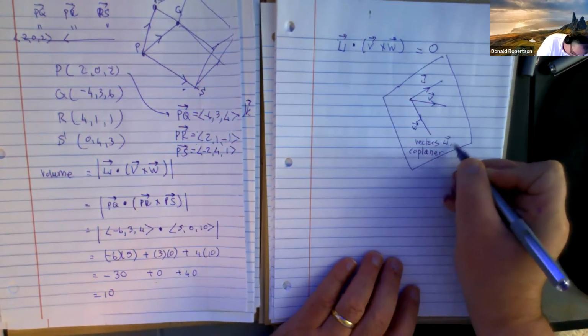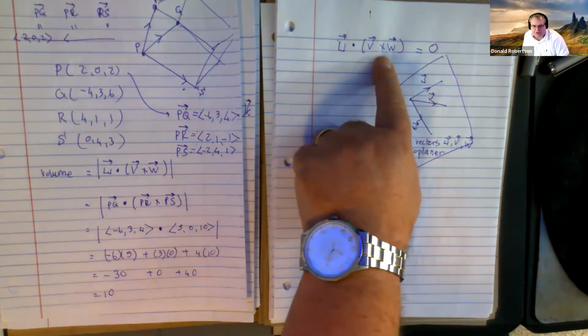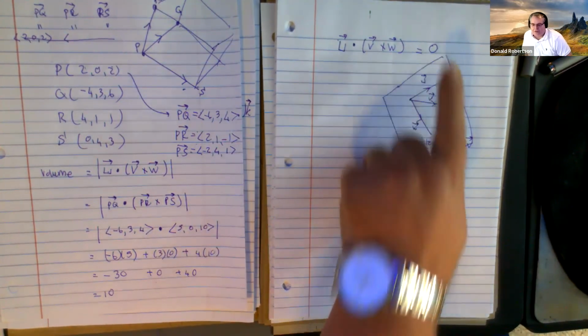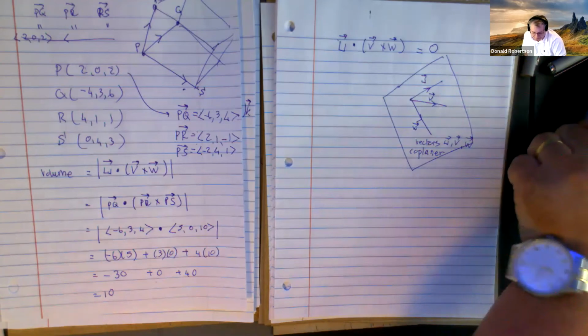So if you ever have 3 vectors and you do this calculation and the calculation is 0, you can be pretty sure that those 3 vectors are actually all on the same plane, right? And if you imagine a flat piece of paper, all 3 would be drawn on that same flat piece of paper.